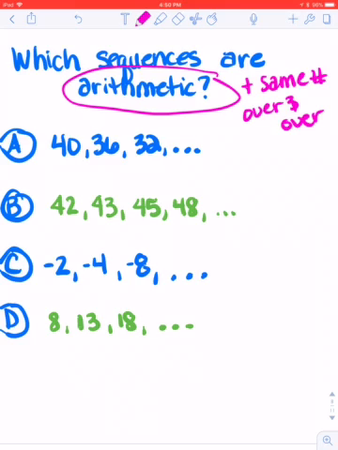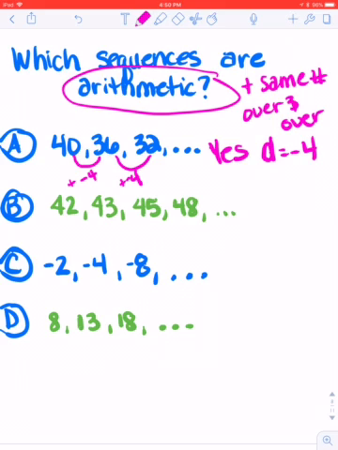So if I look at A, that would be adding a -4 to go from 40 to 36. To go from 36 to 32, it would be the same thing. So this one is going to be, yes, it's arithmetic, and its common difference is -4.